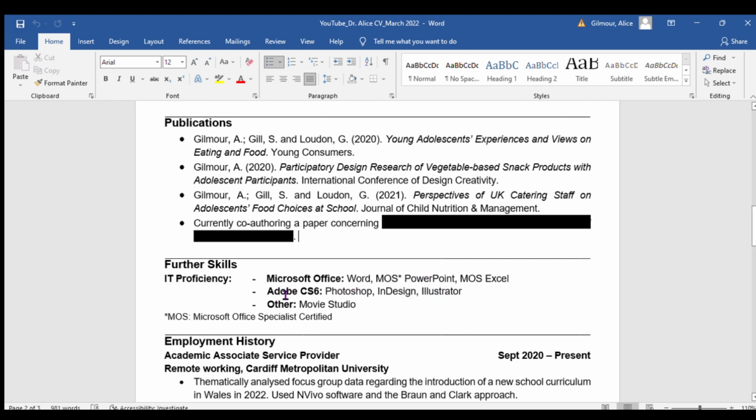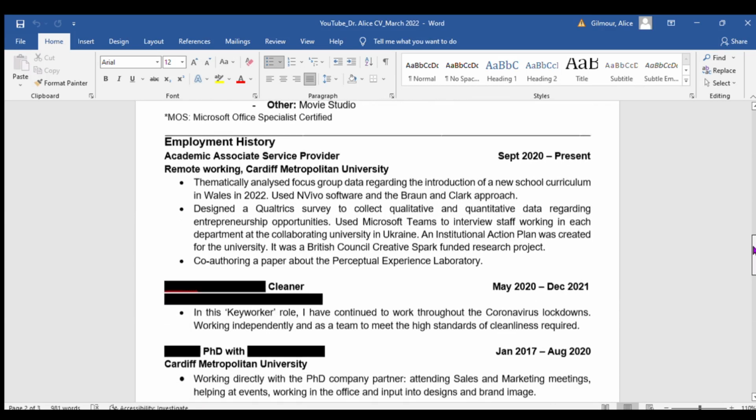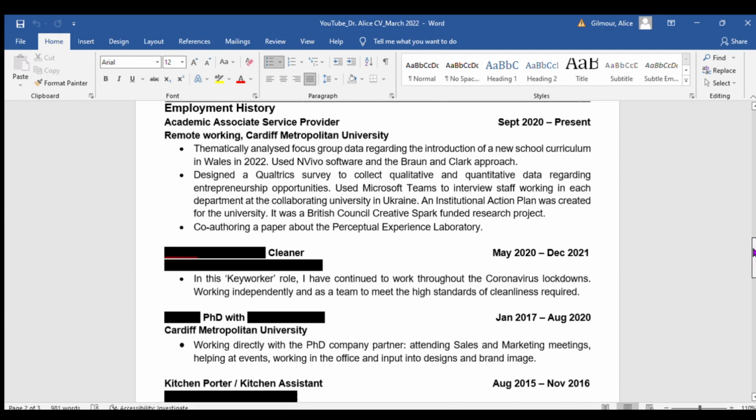And then underneath that I have got my employment history. So I worked as an academic associate service provider for the university after doing the PhD. So I did 3 different jobs for them.